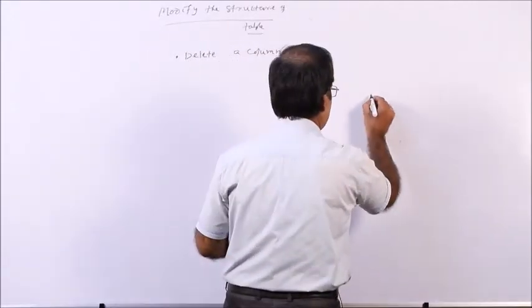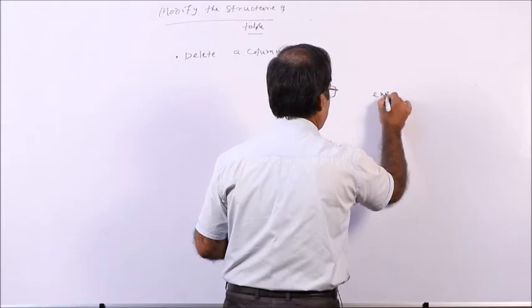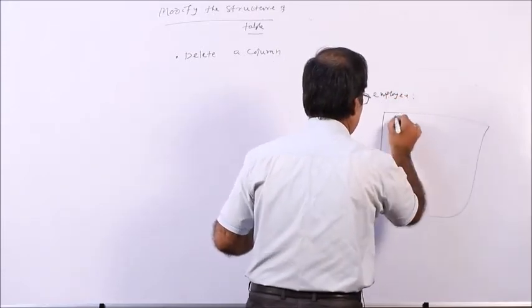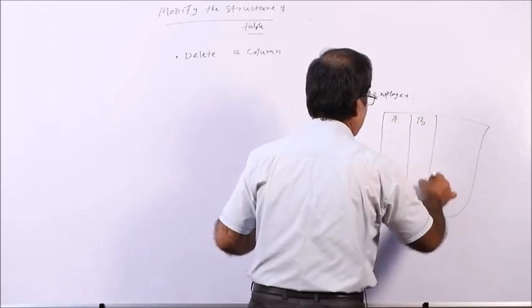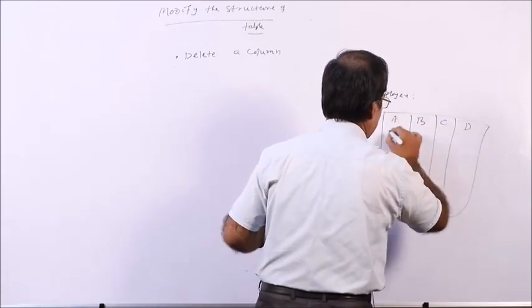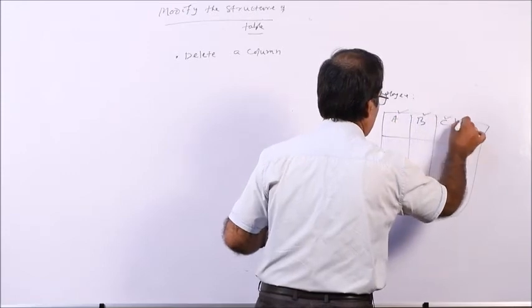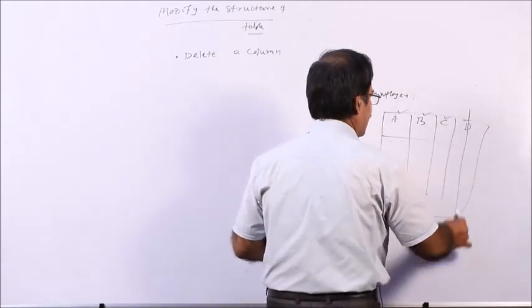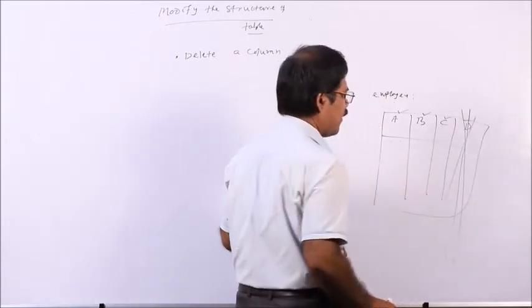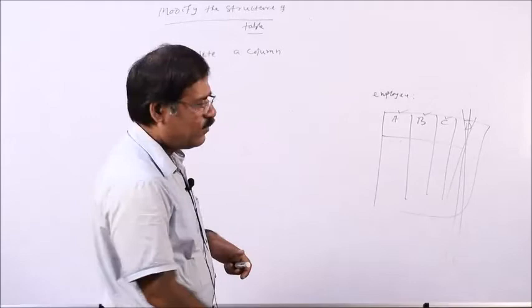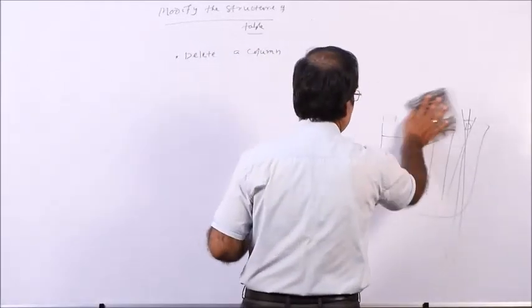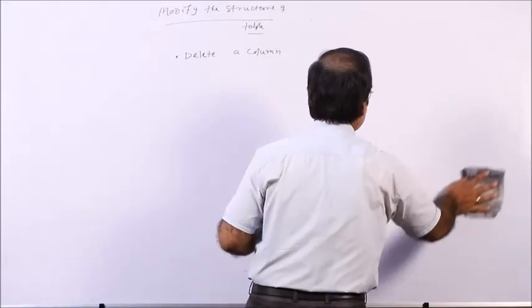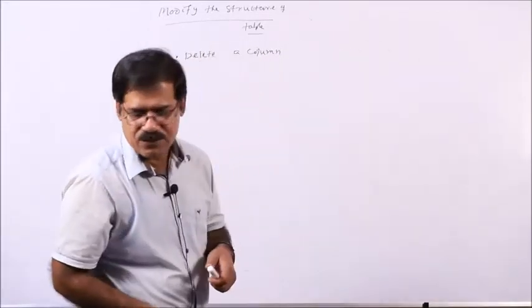Suppose a particular table is employee. Let it have columns A, B, C, D. There are 4 columns or attributes already created. At a later time, I want to delete one. I want to delete this column. So, what will you do? That means you want to change the structure. Initially, it has 4 columns. Next time, only 3 columns are needed. 1 column needs to be deleted.